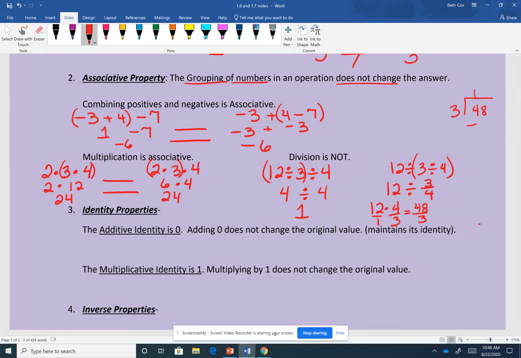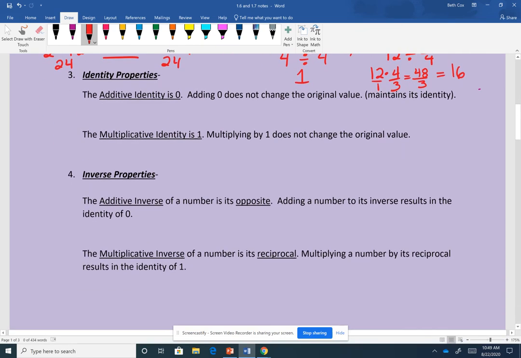that's not right. Sometimes I think too far ahead and write things that are in my head just a little bit. I get 16. And so 1 is not 16. These two problems are not the same. So multiplication is associative, division is not. Okay? All right. The identity properties.